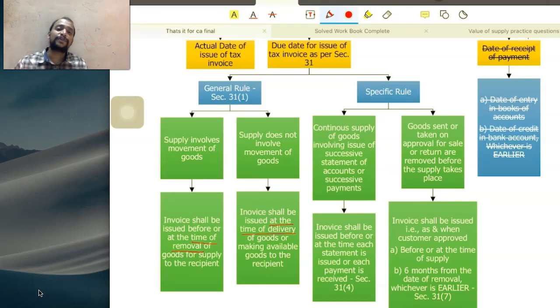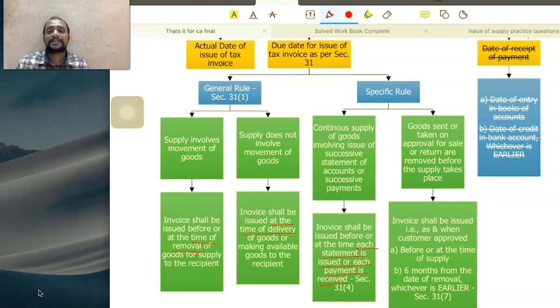Suppose it is model 2, wherein you first give me the ad hoc payments, and thereafter the settlement happens and the balance amount, if any, will be collected or adjusted. Then the date of payment received will be taken as the due date of invoice. This is in the case of continuous supply of goods. Invoice shall be issued before or at the time each such statement is issued or each payment is received, as the case may be.